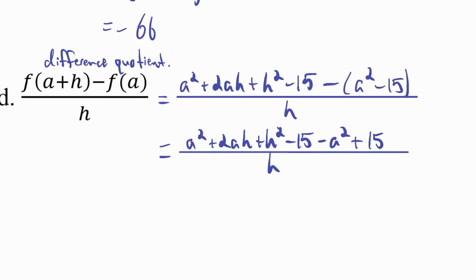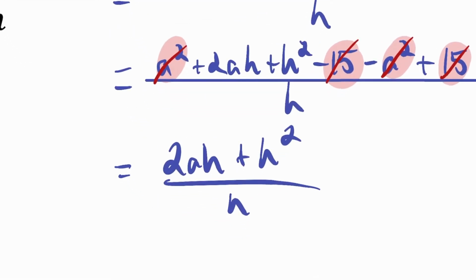So I'm looking at the 15s and notice, well, minus 15 plus 15, those go away, right? So let's cancel those. And then I notice I've got a squared and minus a squared. So those cancel out, right? And so I've got a fraction. I have 2ah plus h squared all over h, okay? And looking at this, something might come to mind. A common error is to say, oh, these h's can cancel. But that doesn't work. It kind of looks like a good idea, but it does not work.